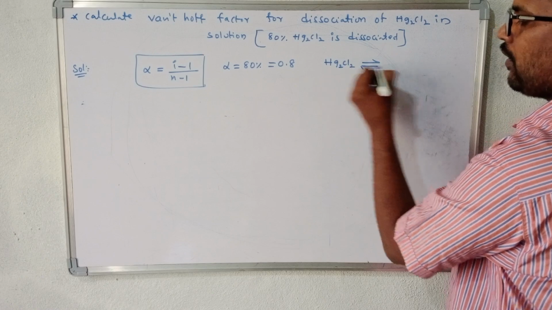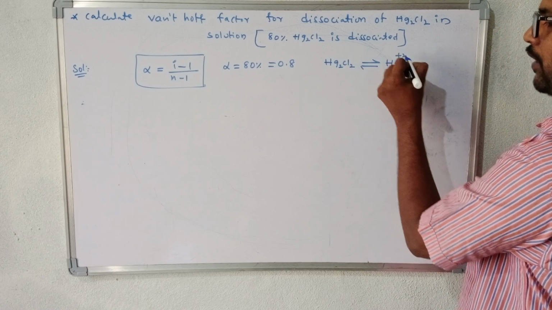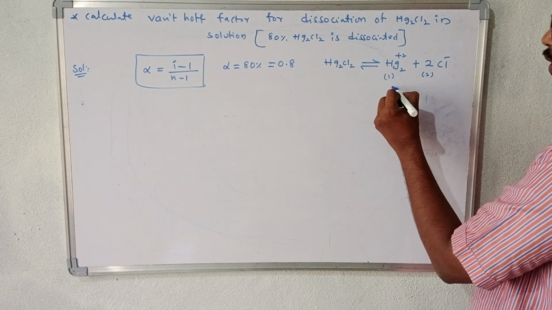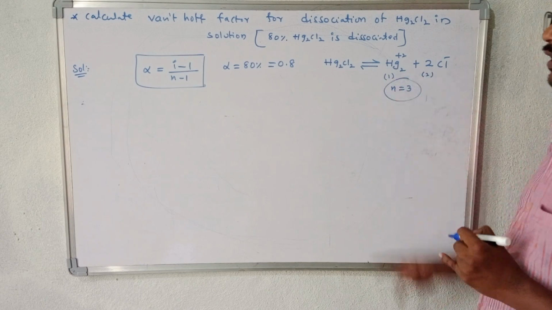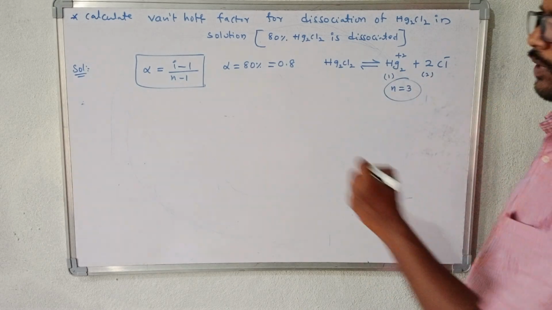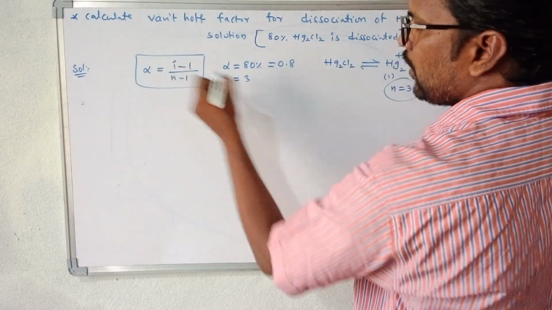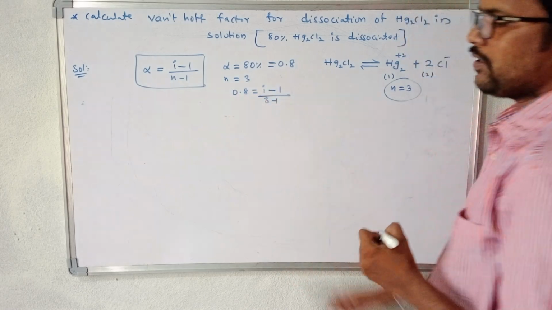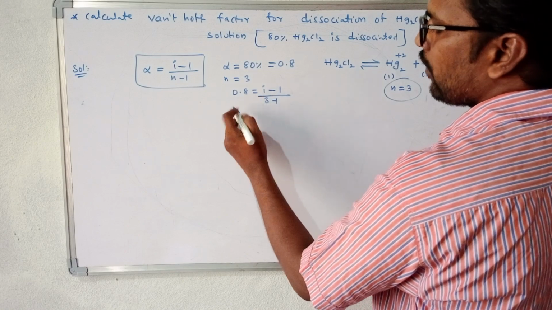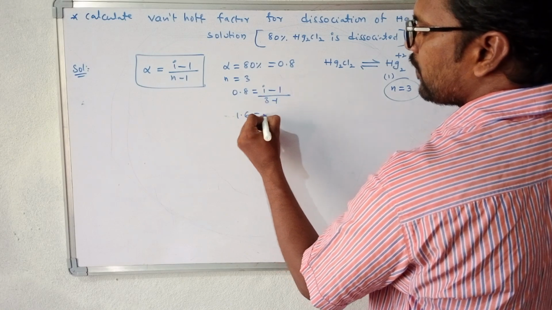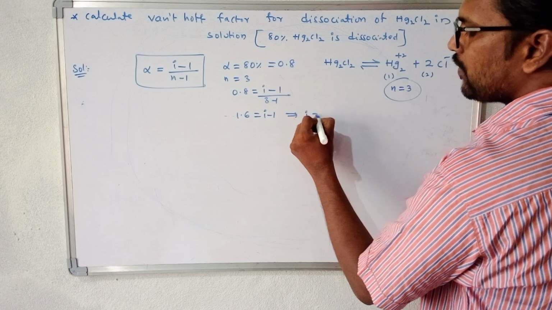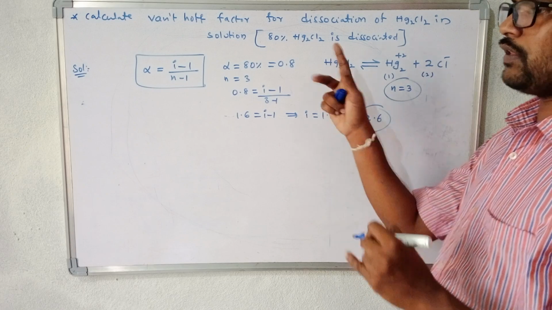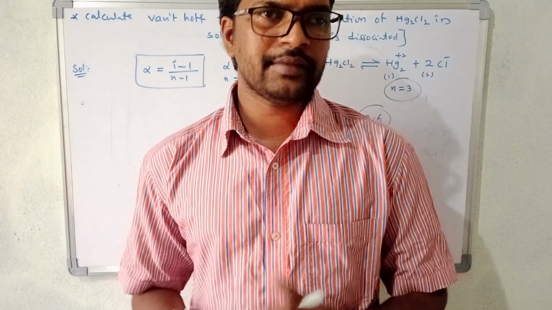Here Hg2Cl2 is given. On dissociation it can be present like this: Hg2 2+ plus 2Cl minus. Here one particle, here 2 particles are there. So the n value is total 3 particles, 1 plus 2, 3. So in place of n we take 3. By substituting these values, 0.8 is equal to (i minus 1) by (3 minus 1). 3 minus 1 means 2, 2 this side. 2 into 0.8 means 1.6 is equal to i minus 1. From this i is equal to 1.6 plus 1, so it is 2.6. So for this dissociation, the i value can be taken as 2.6.